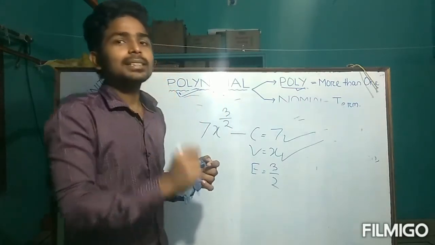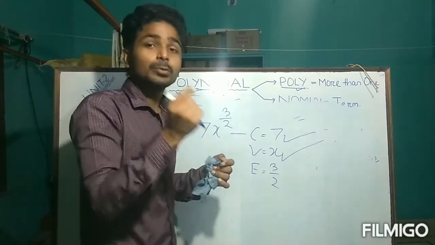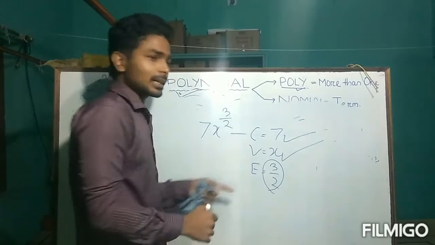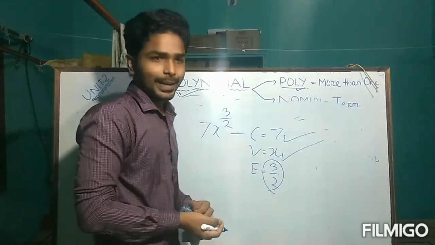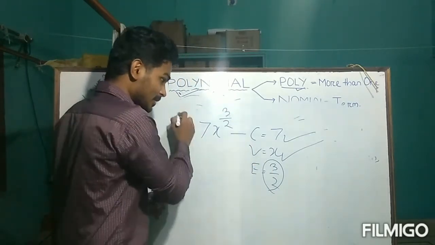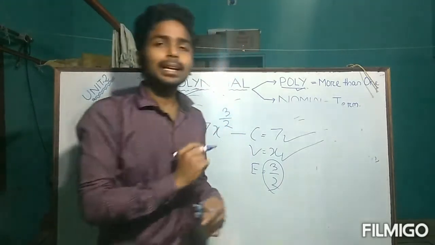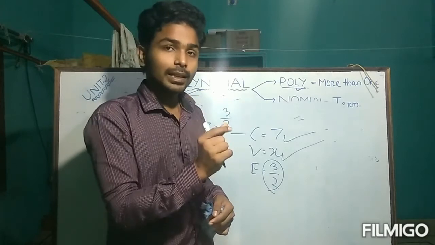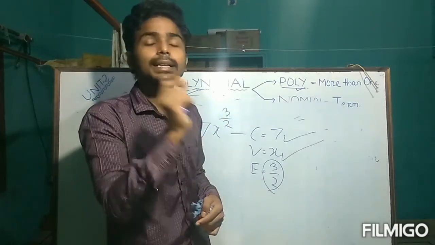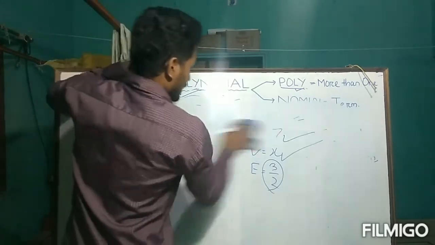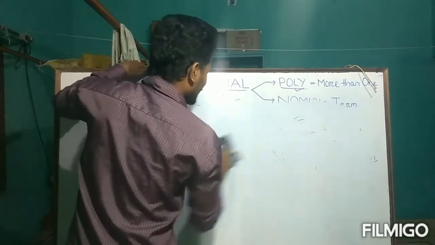But it must be an integer. The exponent should be an integer, but here the exponent is not an integer, it is a fraction. Since it is a fraction, it is not a polynomial. So always keep in mind that the exponent must be non-negative and also an integer. Okay, always. One more example we have to take.